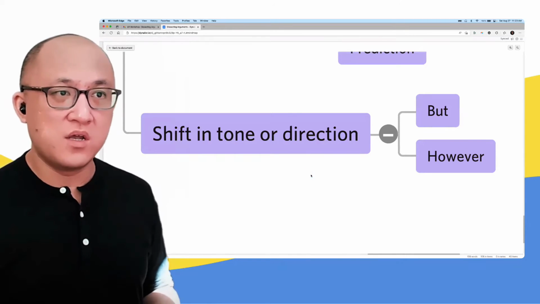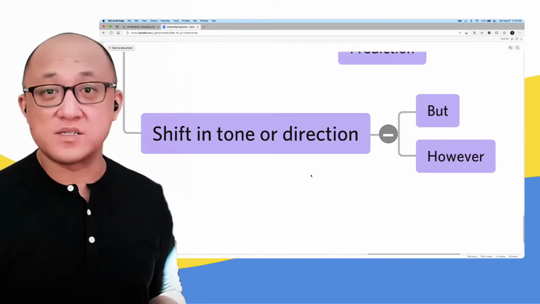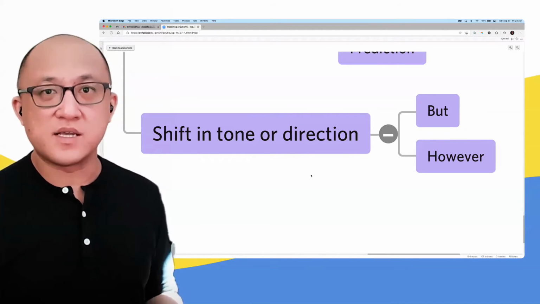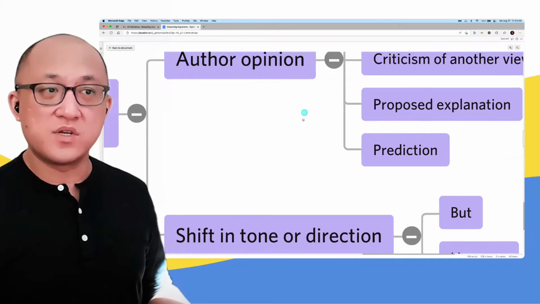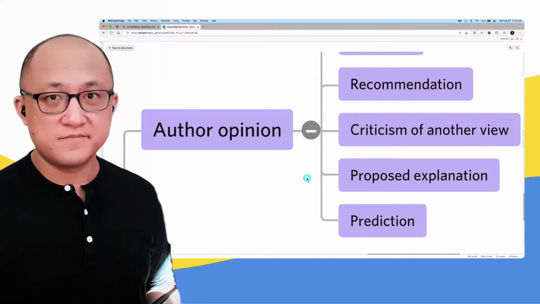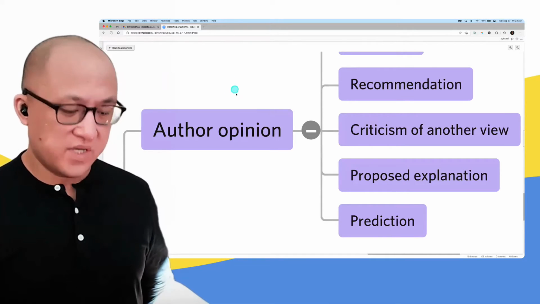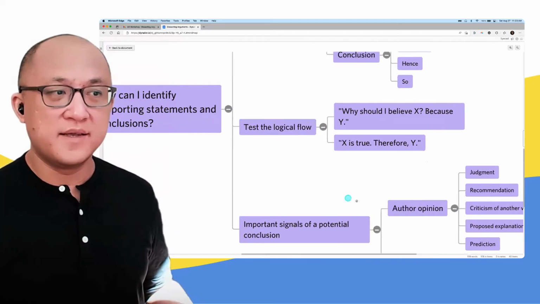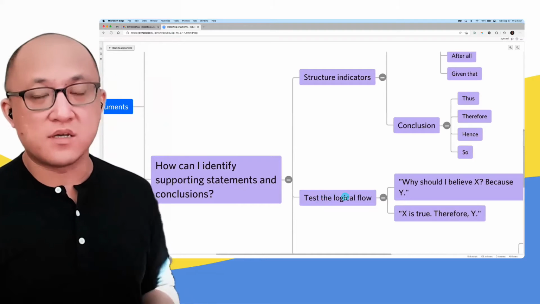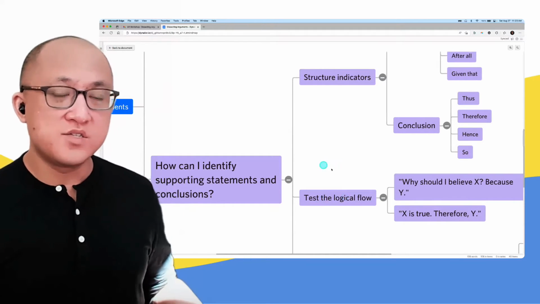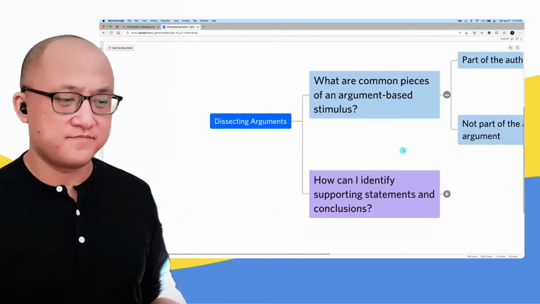So if I ask you, why is that the conclusion? The answer is never going to be because it says however right before it, because it says but right before it, right? If I ask you, why is that the conclusion? The answer is never going to be because that's the author's opinion. I mean, those are signals, but the way you actually prove that it's a conclusion is because of what I was showing earlier, because the logical flow indicates that it's a conclusion, or because structural indicators tell you that it's a conclusion.